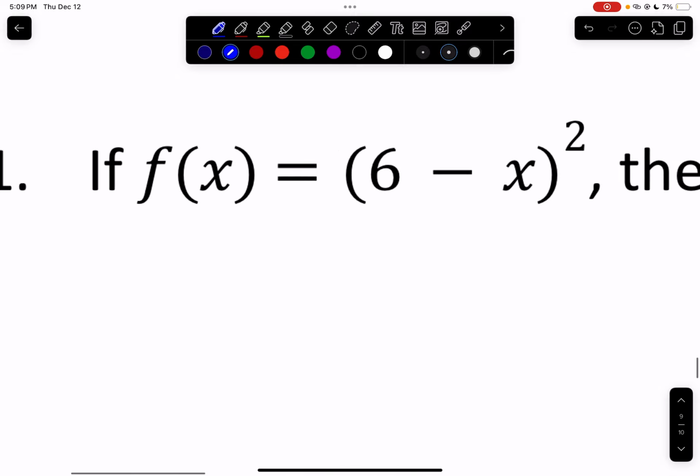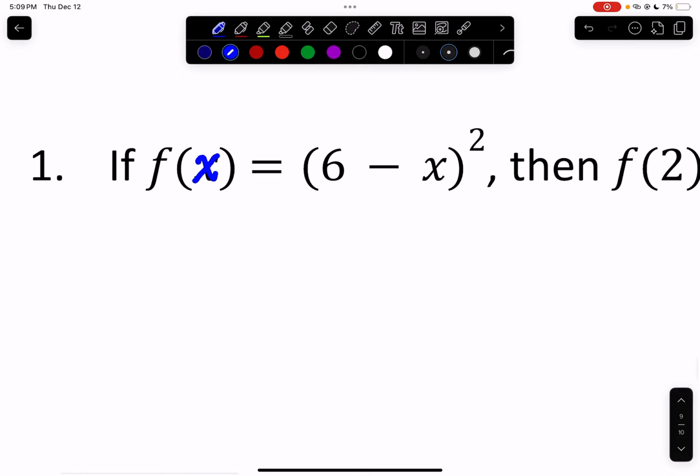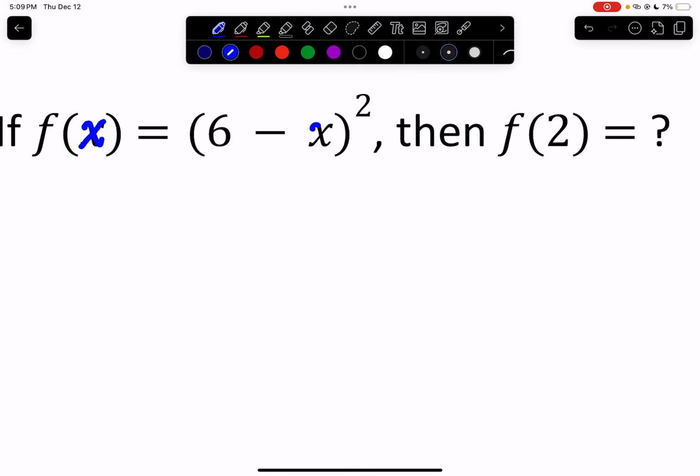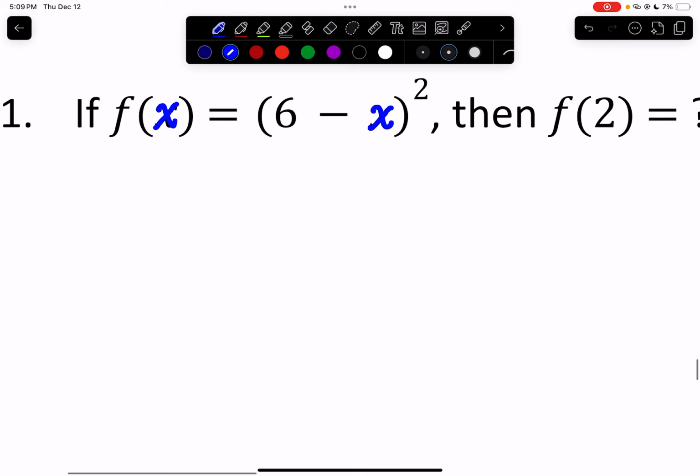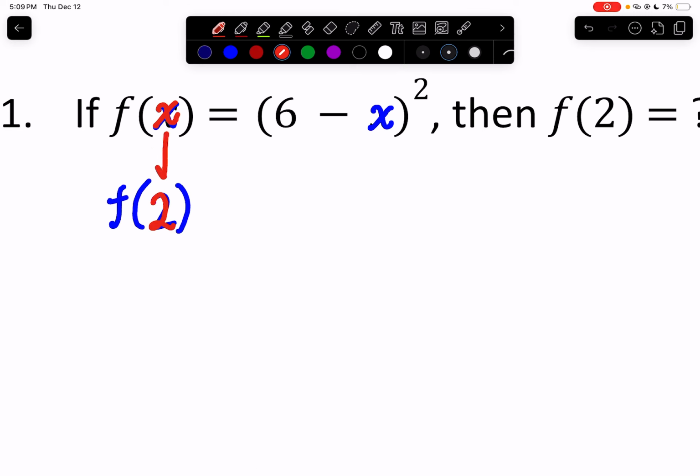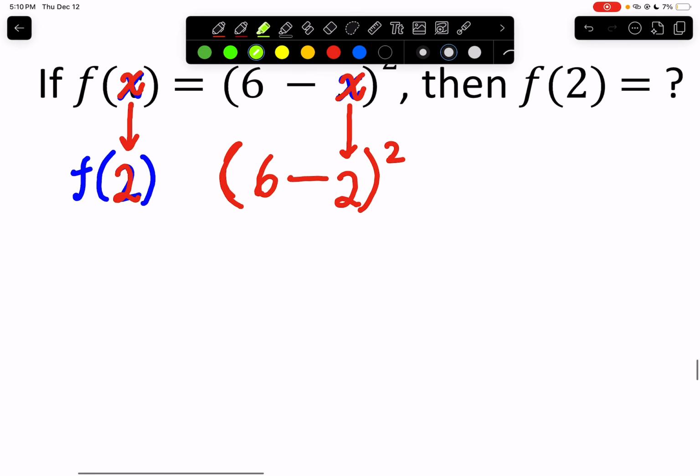Okay, so here it's telling me that f of x would be equal to 6 minus that x squared. So specifically when I'm finding f of 2, that means that my general input, my x value, is specifically going to be 2. So I'm replacing x with 2. So 6 minus 2 squared. So all I did was I plugged in 2 for x, just like how I did here.